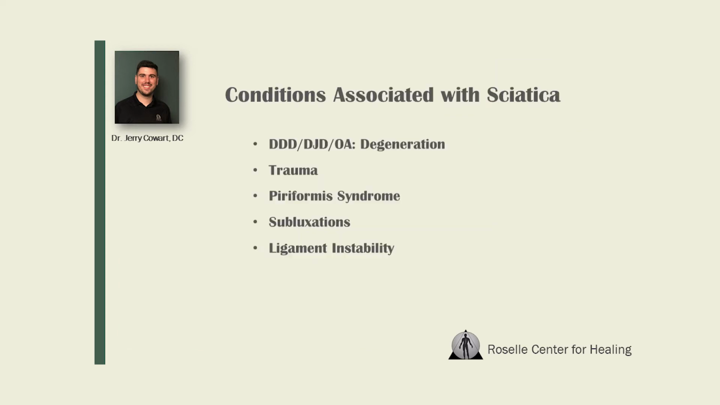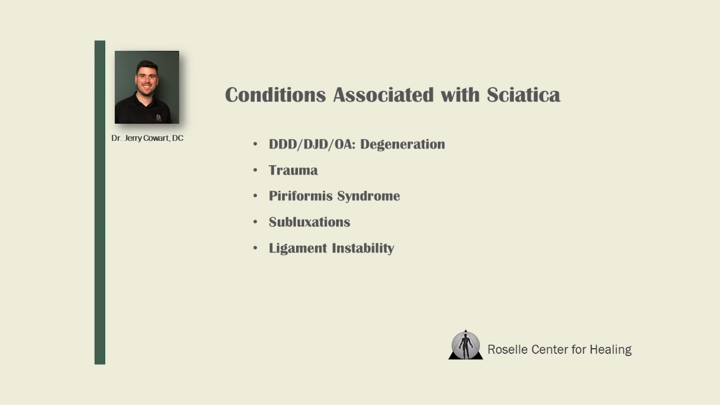So after seeing all the different branches, if you will, of that sciatic nerve, it's kind of no surprise that there's many different conditions that can be associated with sciatica that can bring on that sciatica-like pain distribution. So the first one we'll talk about is DDD, DJD, OA.